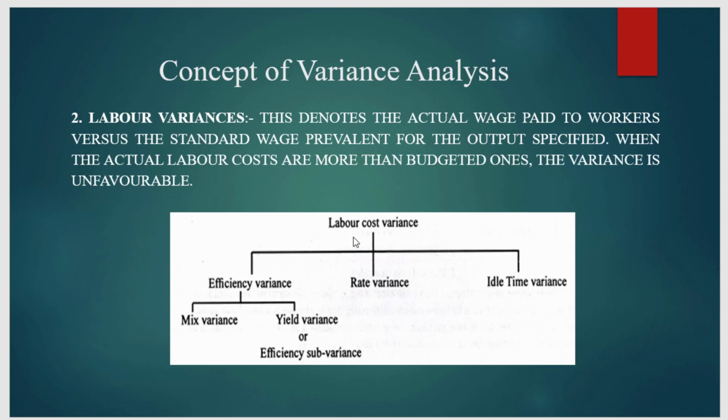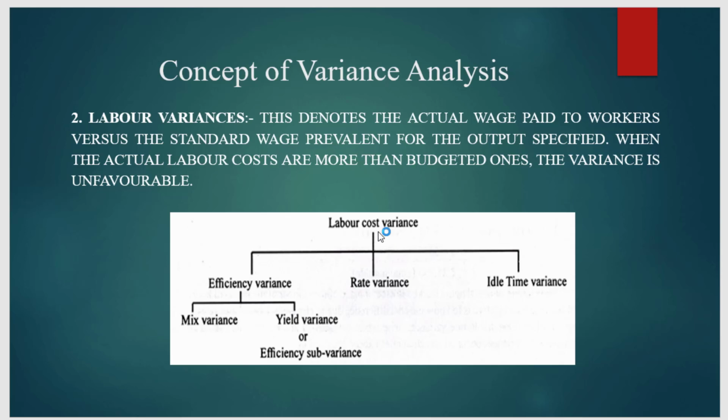Now how to calculate the labor cost variance. It will be actual wages paid to workers compared with the standard wage prevalent in the organization, whatever the standard wage they have set, and actually how much wages they are paying to the laborers. That will be denoted in the labor cost variance. There will be a difference between the standard and the actual. I hope you know what is standard and what is actual. So this is labor cost variance.